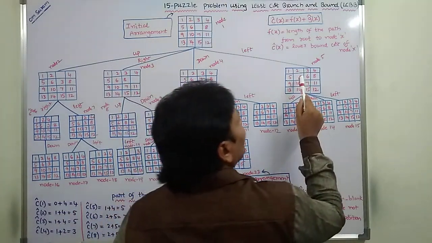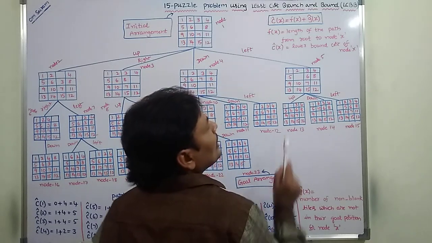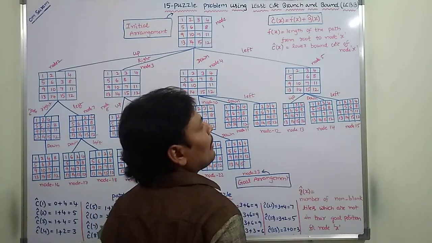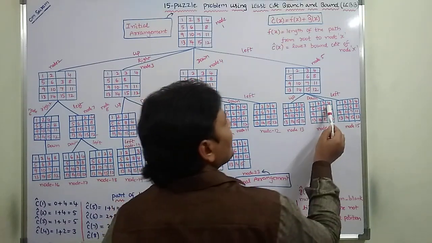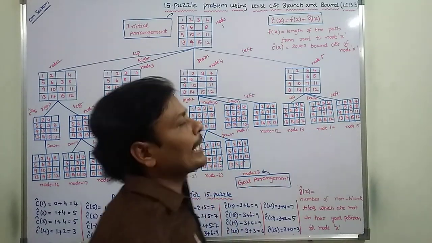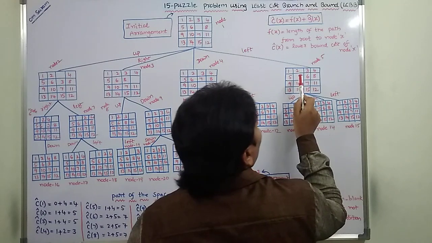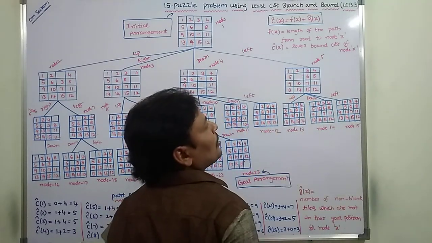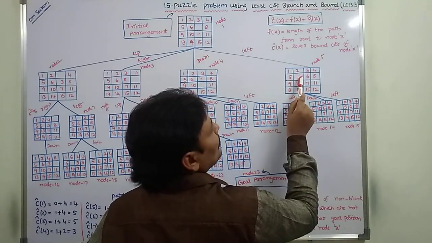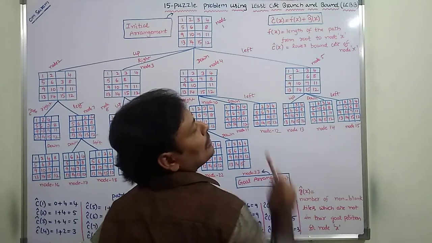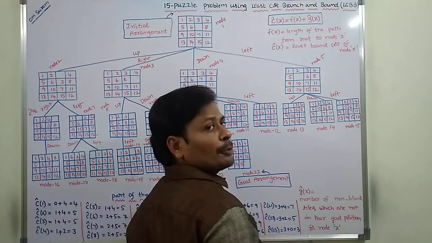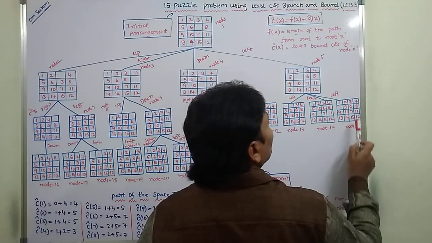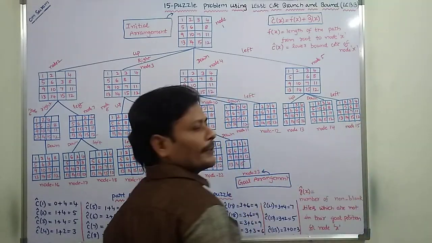Okay, next empty tile can be moved to down, 10th tile can be moved to this place and empty tile can be moved to this place. So this is node 14 we are getting. Next, empty tile can be moved to left position, 5th tile can be moved to this place, empty tile can be moved to this place. The remaining tiles cannot be changed. So node 5, the outcome is the node 15.